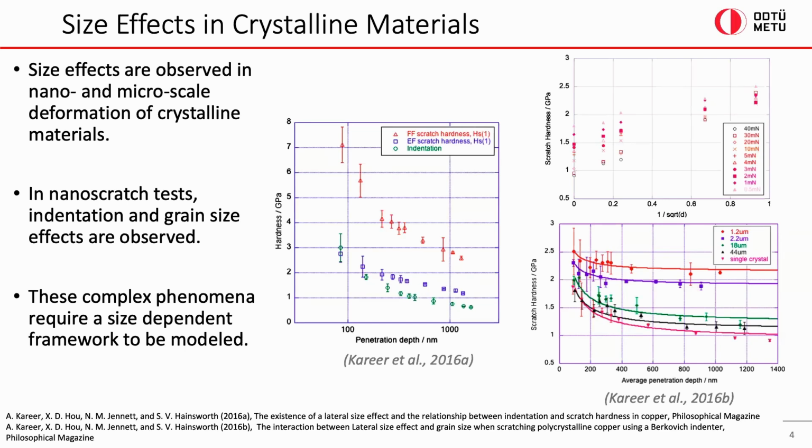As the penetration depth of the scratching is decreased, the material behaves harder. Here it's showing that as the penetration depth is decreased, going to the left on the x-axis, the scratch hardness of the material is increased. Similarly, the grain size also has a similar effect. As the diameter of the grains is decreased, when we go to the right, we can see that the scratch hardness of the material is increased. So the material is behaving stronger at smaller scales.